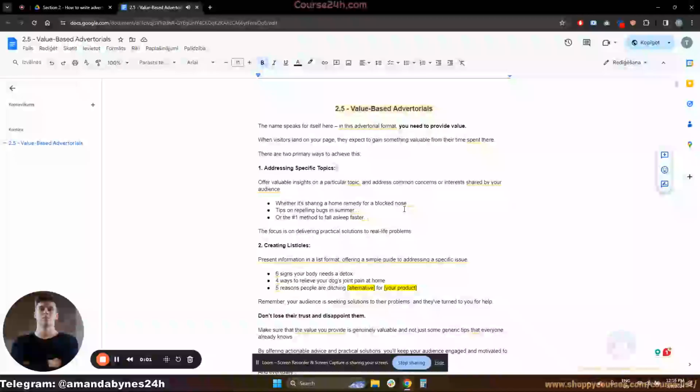So the final and the third advertorial type is a value-based advertorial. The name speaks for itself here. In this advertorial format, you need to provide value. When visitors land on your page, they expect to gain something valuable from the time spent here.